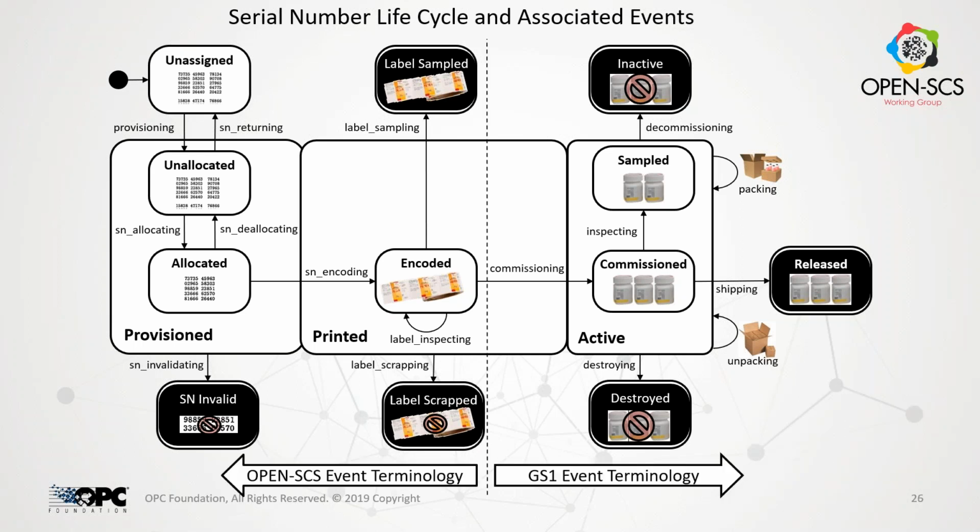Now, what we're using here is GS1 event terminology on the right-hand side of this state model: commissioning, destroying, inspecting, decommissioning, packaging, shipping, etc. And then we're using OPEN-SCS event terminology on the other side. This is just the additional levels of detail that we need to manage the events that are occurring inside the manufacturing facility as well. And we have very unique definitions of this in the PSS, and you can see where these terms actually come from and what they mean.